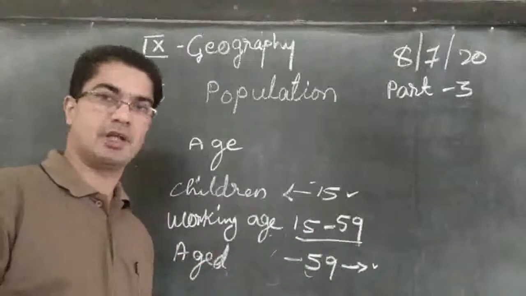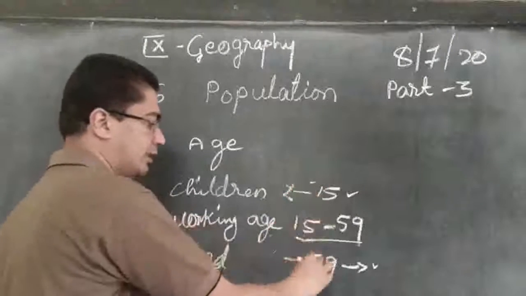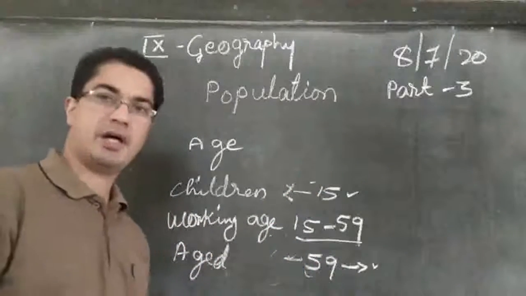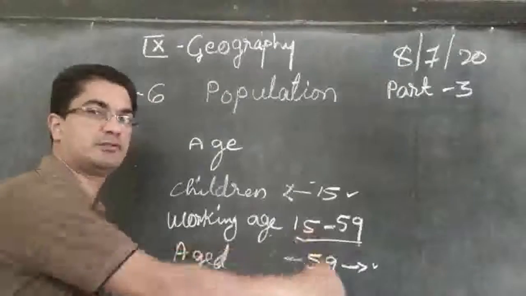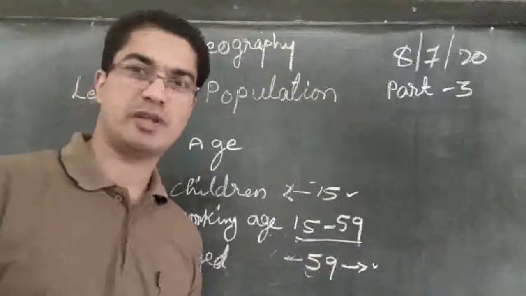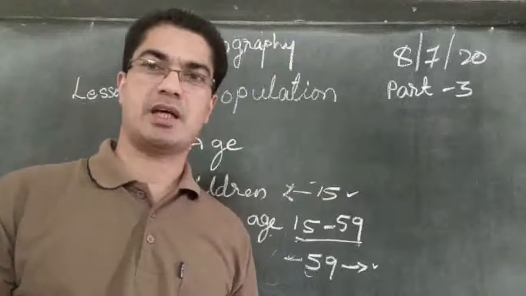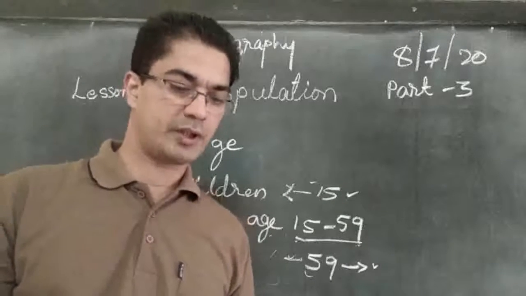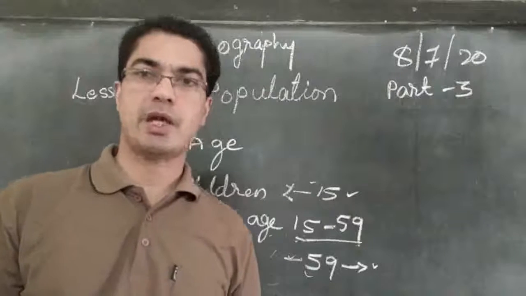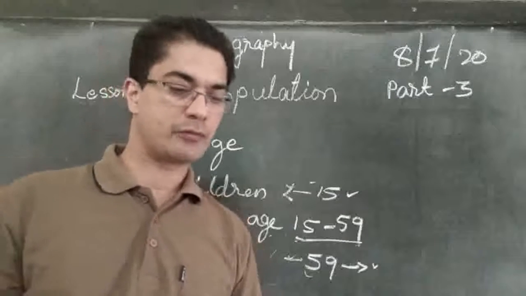the working age. Therefore, if this number and this number are very high, then these people will struggle. They have to work overtime in order to provide or in order to meet the needs of the children and the old people. Therefore, that will affect the economy of a country.